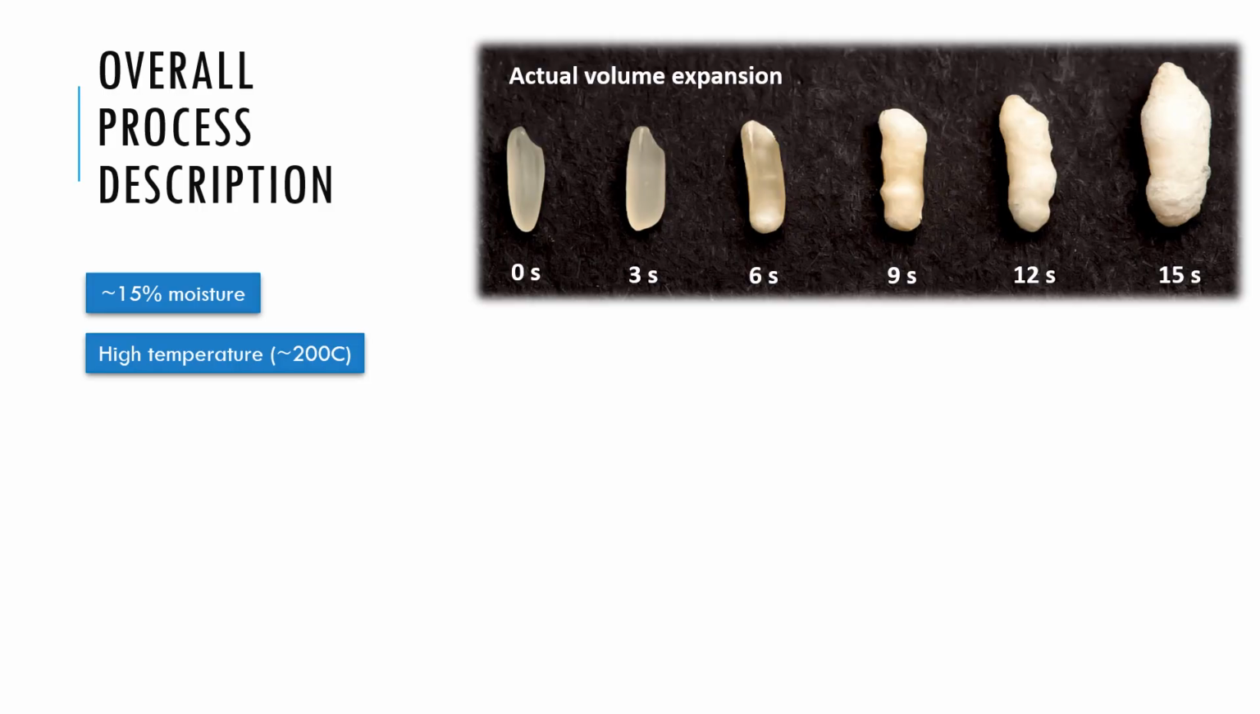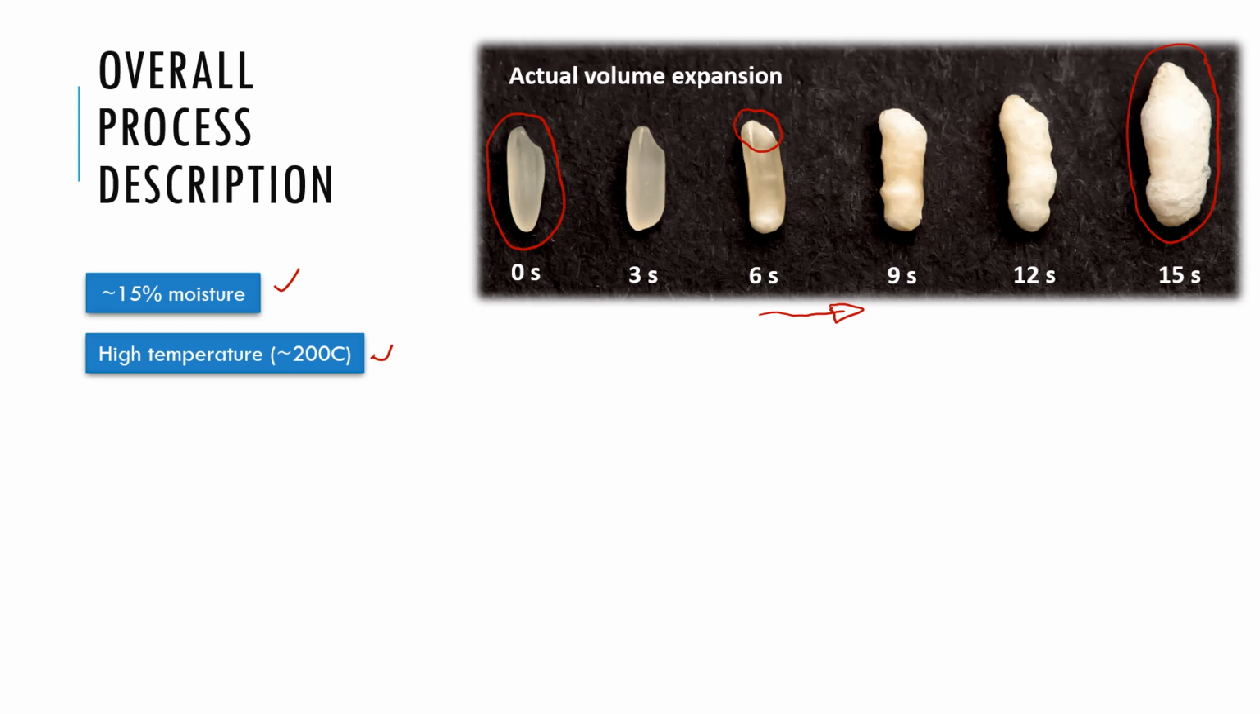Here we have the big picture or the overall description of puffing. So we can think of a rice grain. This is from experimental results. A rice grain initially at 15% moisture is exposed to some high temperature at 200 degrees centigrade, and how puffing proceeds with time. And you can see where the puffing gets started, and you can see the fully puffed rice grain.